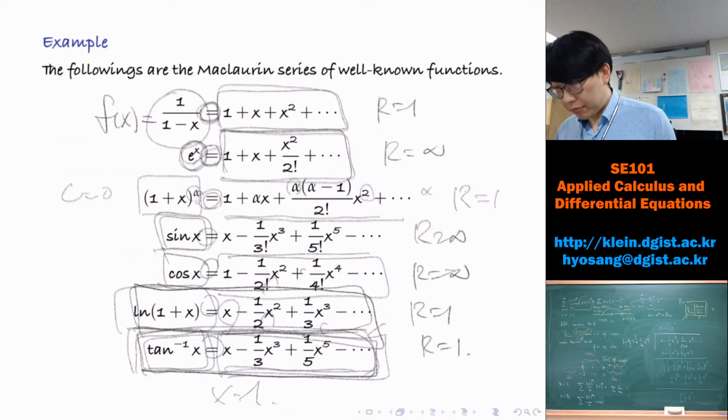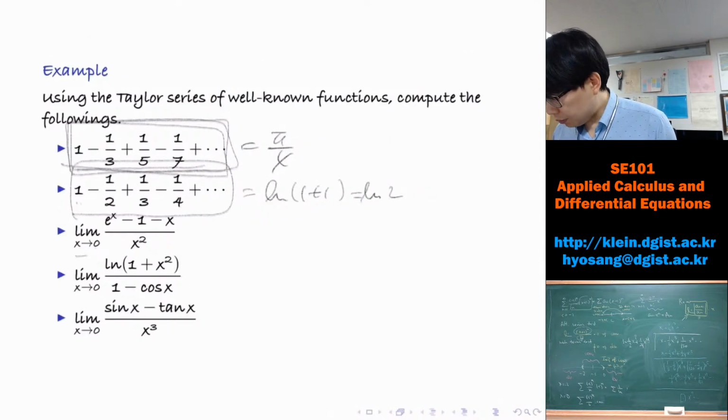And you also have to check whether this series, the power series, converges at x equals 1. And the answer is yes, because it's also an alternating series whose absolute value goes to 0. How about this one?